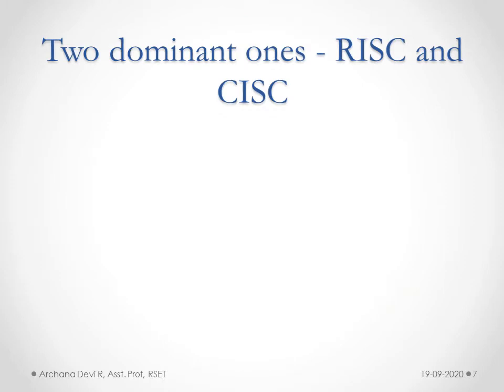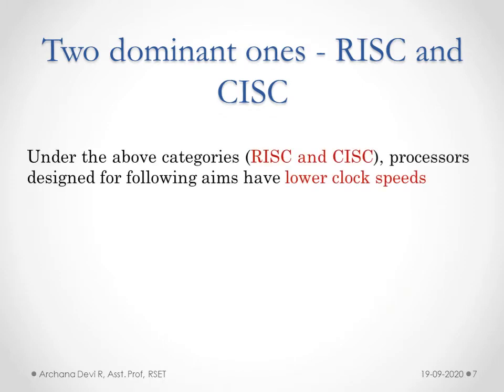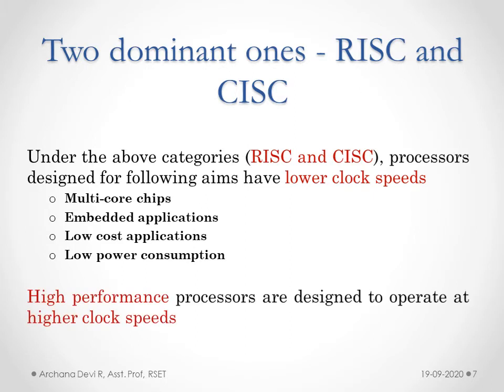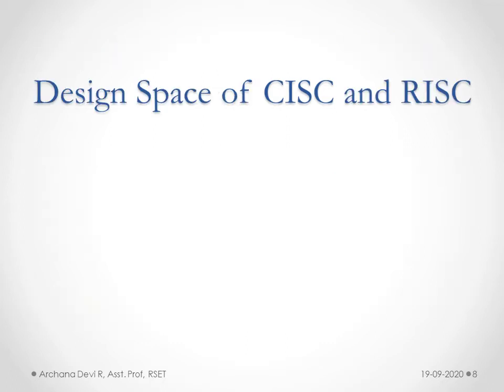So as shown in the previous diagram, the two dominant ones are RISC and CISC. So under the above categories, we have seen that the processors designed for the following aims have lower clock speed, right? Multi-core chips, embedded applications, low-cost applications, and low power consumption processor applications. Then high-performance processors are mainly designed to operate at higher clock speeds.